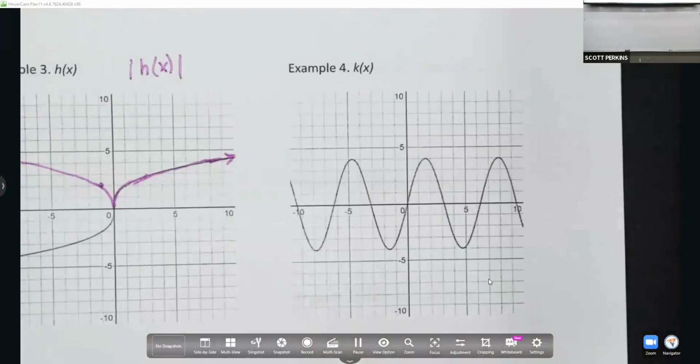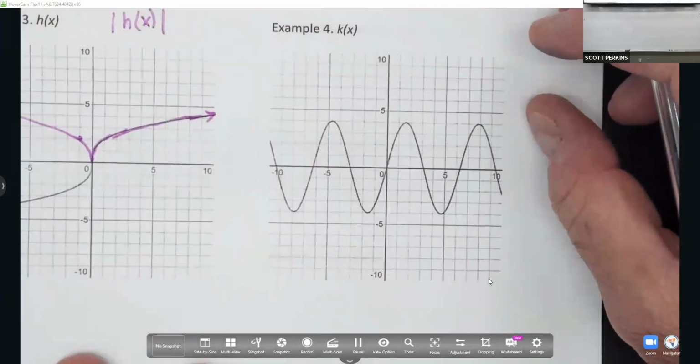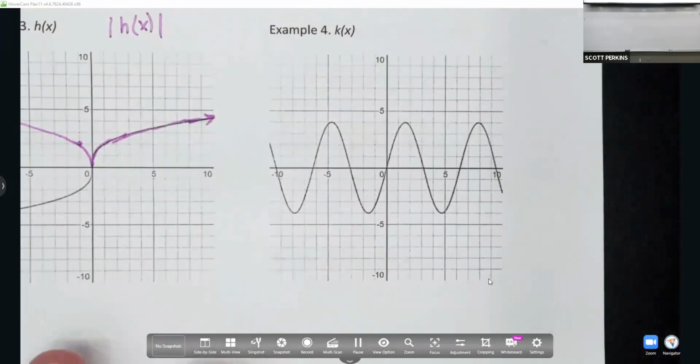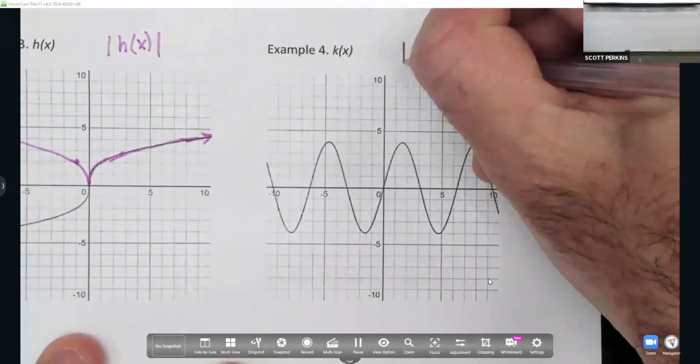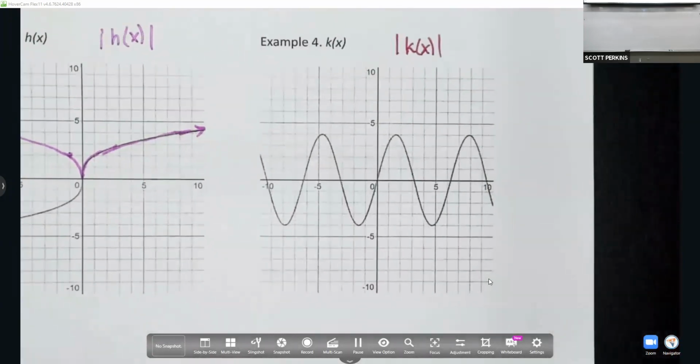Example 4, same thing. Do the absolute value of k of x. This is a wave. You'll see waves a lot when you get into pre-calculus and the trigonometry part, if that's your math destiny. You don't need to know the equation of it. We're just going to graph the absolute value of it.